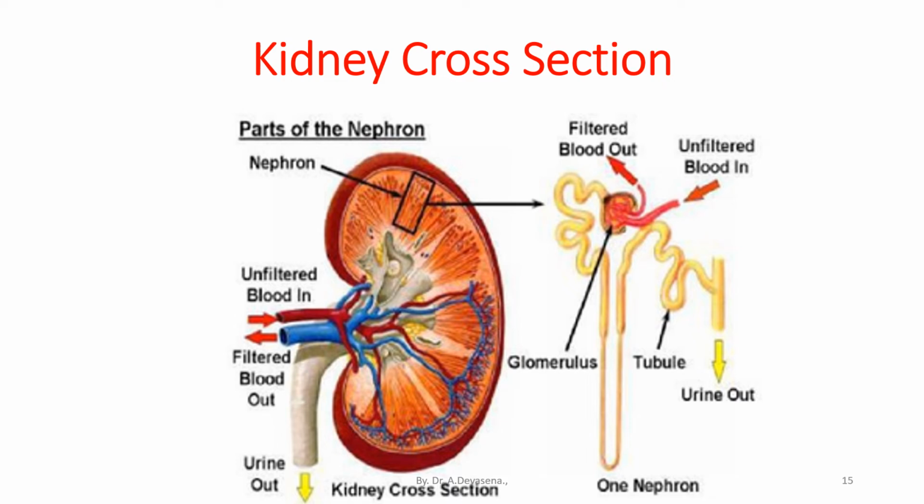This represents one nephron. In the nephron, unfiltered blood is passed inside, and through this glomerulus, it is being filtered, and the filtered blood out is represented here. And through the tubule, the waste products are separated in the form of urine, and that is passed out. This is represented here.